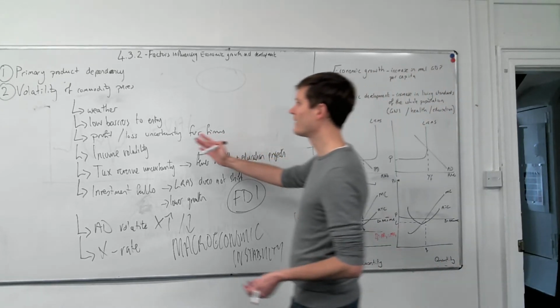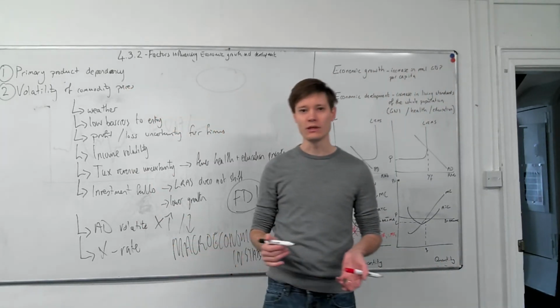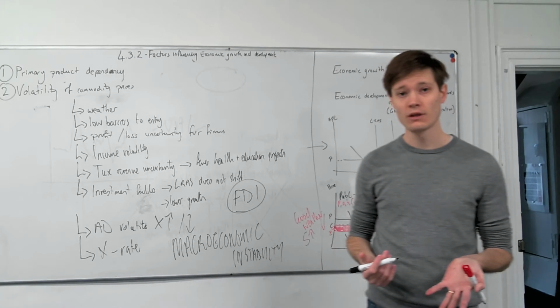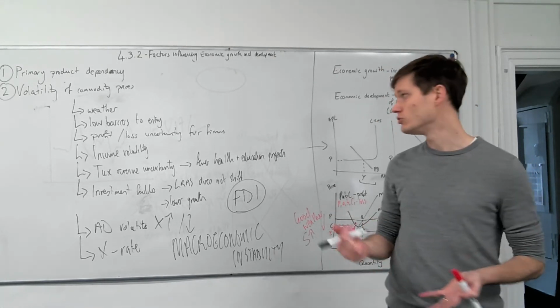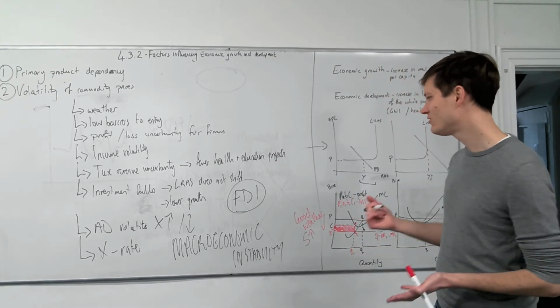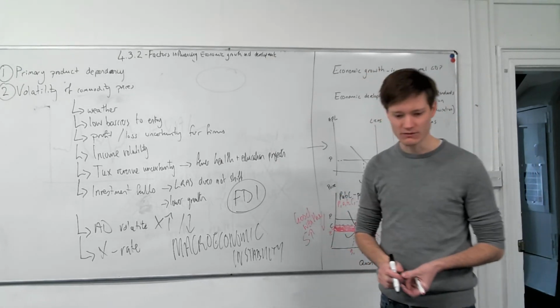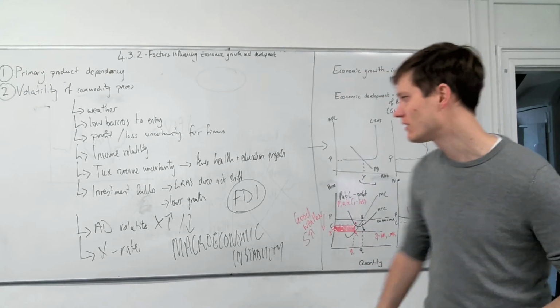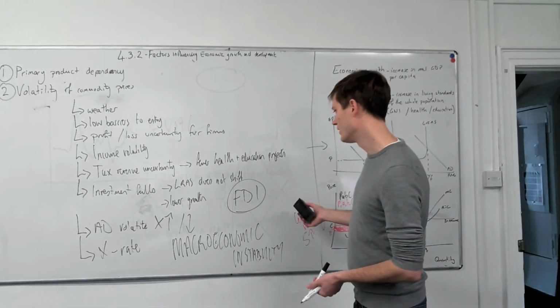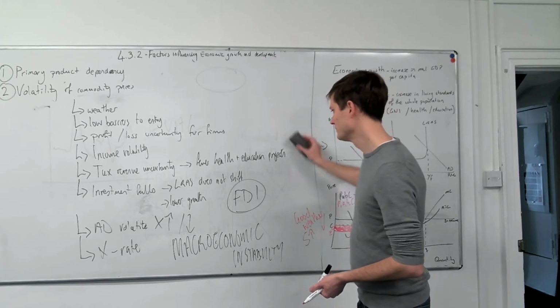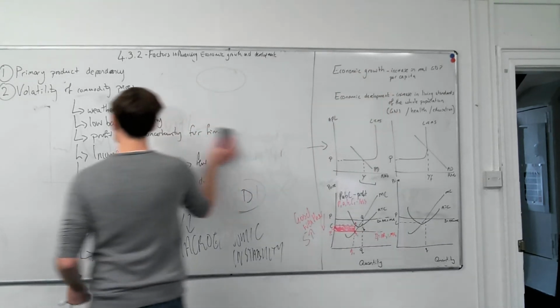If you couple that together with the primary product dependency, the fact that they have low prices, you have yourself a trap. You have a development trap that you cannot get out of unless you go for significant amounts of FDI, or you go for significant amounts of aid or other injections into your economy, which are going to make up for the lack of investment that you see. Right, brilliant. Let's get rid of all of that.